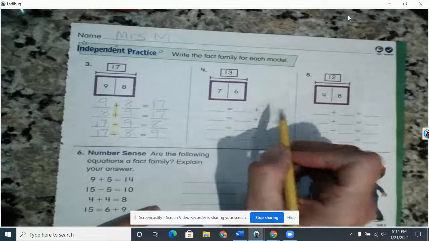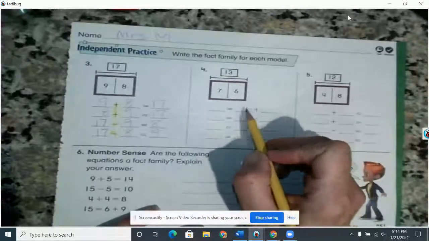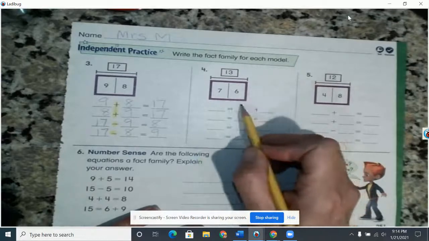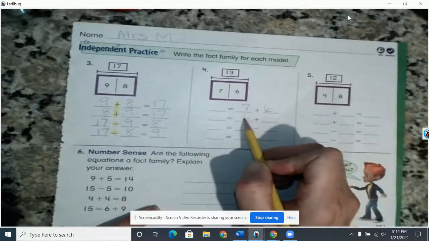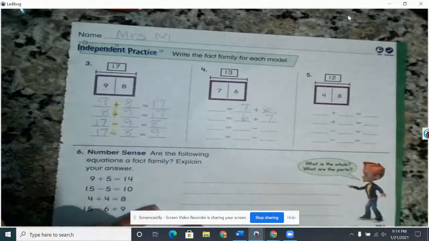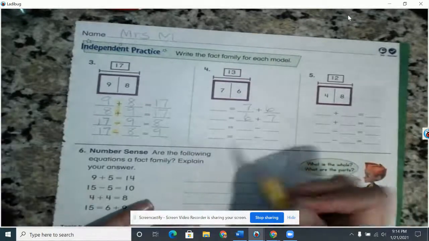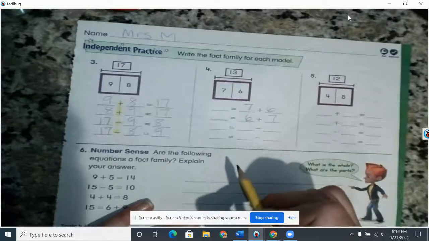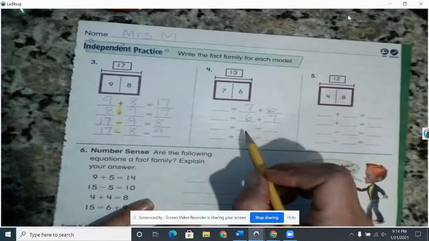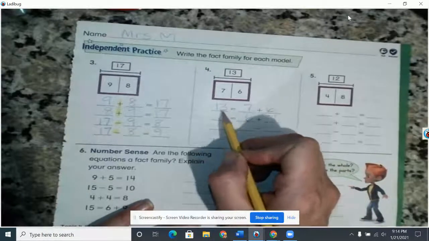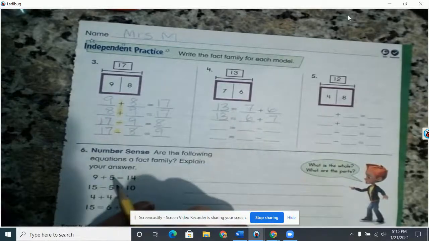So let's do addition first. For addition, I have to do my two parts here, 7 and 6, 6 and 7. And then for my subtraction, I don't know, you guys, I don't like the way they do this. I'm going to do my addition first. So I'm going to have my 13 and my 13.